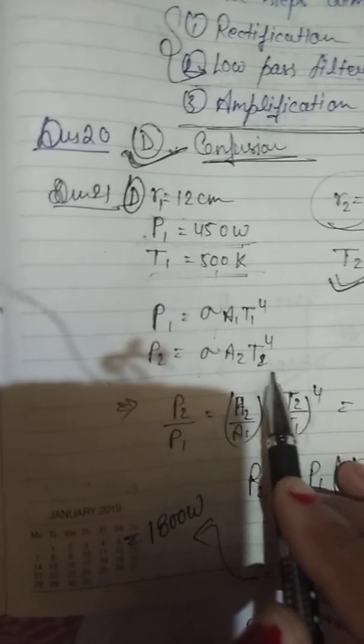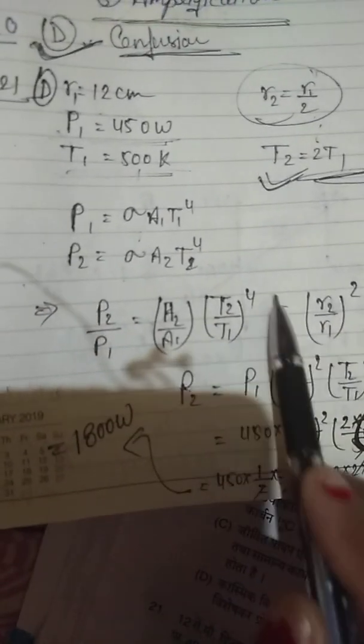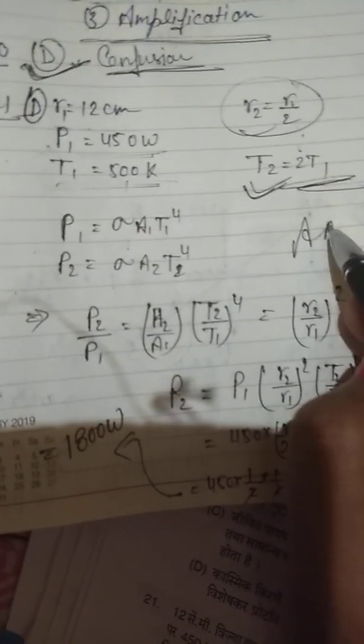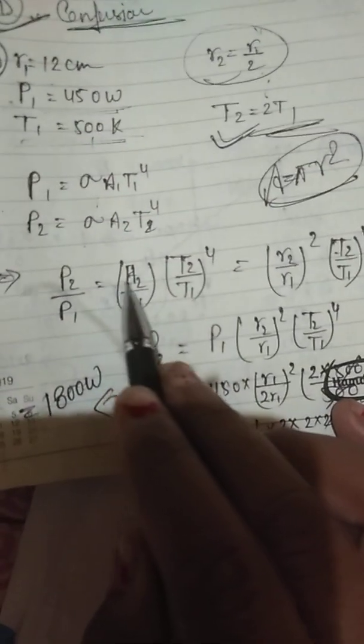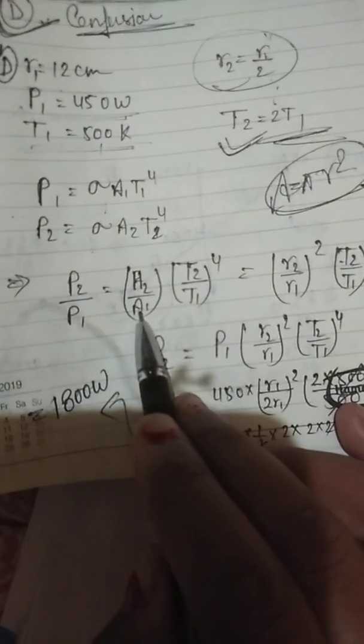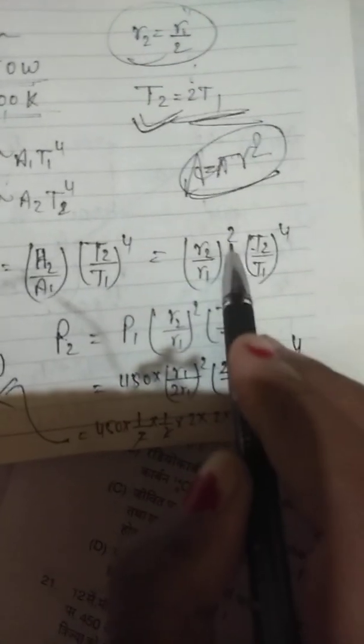So come to the point. P1 is sigma A1 T1 to the power 4, and P2 should be sigma A2 T2 to the power 4. So by taking the ratio of P2 by P1, we are getting A2 by A1 into T2 by T1 to the power 4. As we know, A is equal to pi r square. So at the place of A2, pi r2 square, and at the place of A1, pi r1 square. Pi has been cancelled, so finally we will get r2 by r1 whole square and T2 by T1 to the power 4.